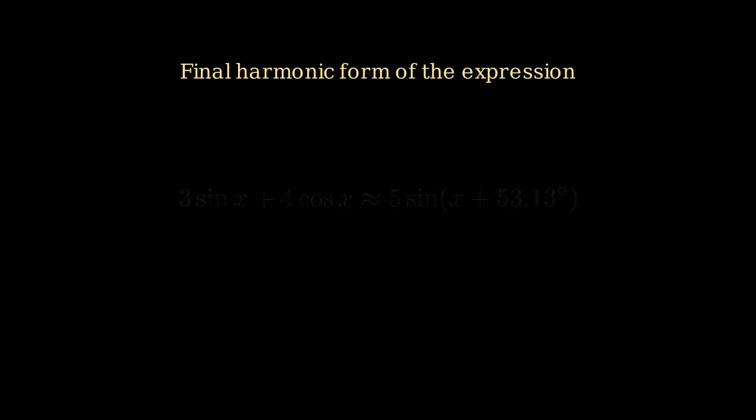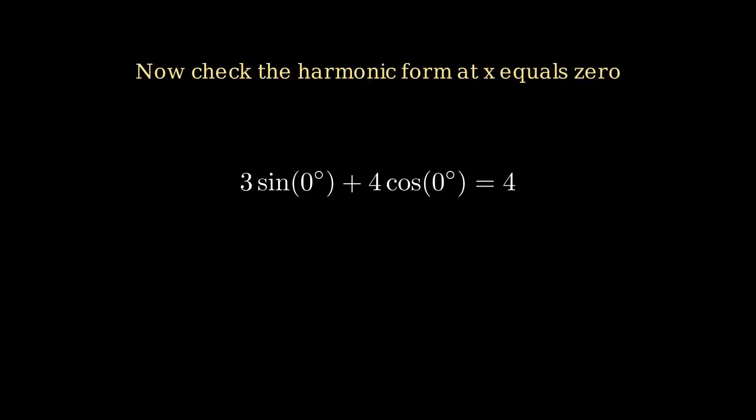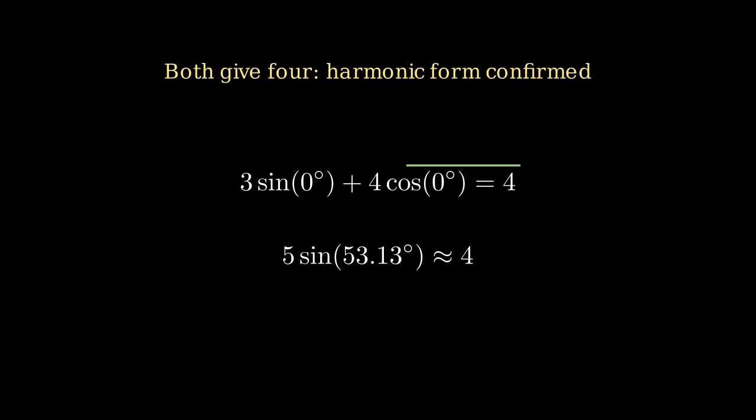Now for the check step. Let us substitute x equals 0 degrees into both forms. In the original form, 3 sine of 0 plus 4 cosine of 0 equals 0 plus 4, which is 4. In the harmonic form, 5 sine of 53.13 degrees equals approximately 5 times 0.8, which is 4. Both forms give the same number, 4, so the harmonic form is confirmed correct.